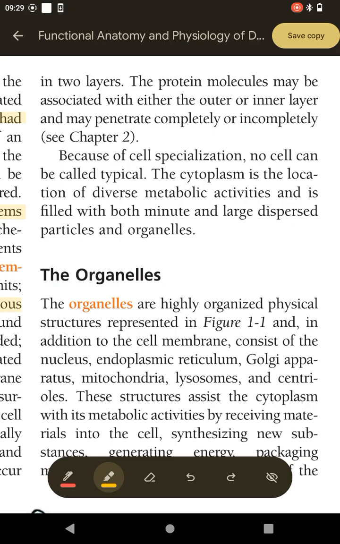Because of cell specialization, no cell can be called typical. The cytoplasm is the location of metabolic activities and is filled with both minute and large dispersed particles and organelles.